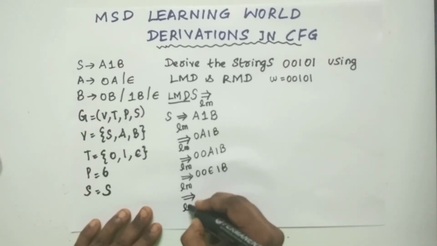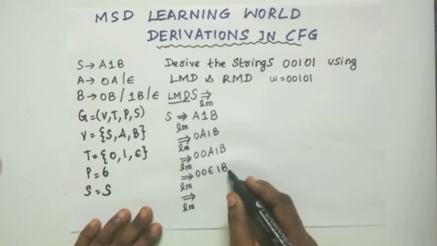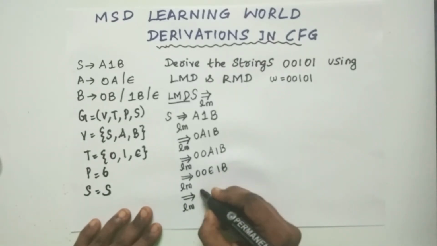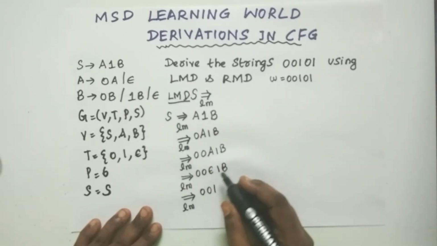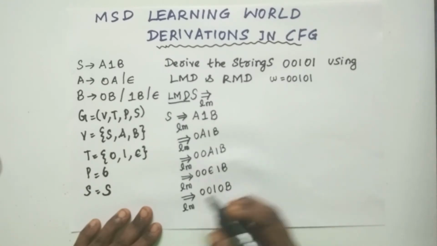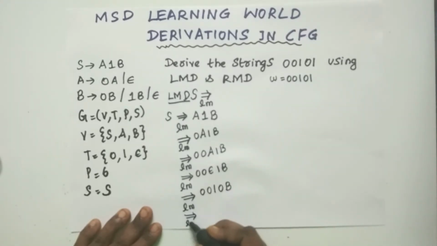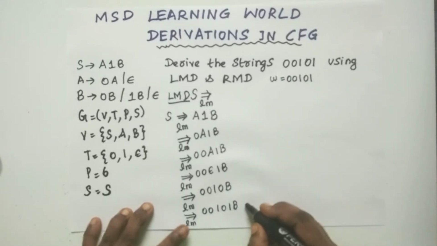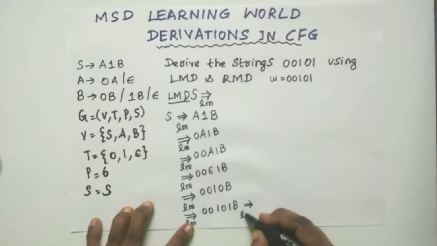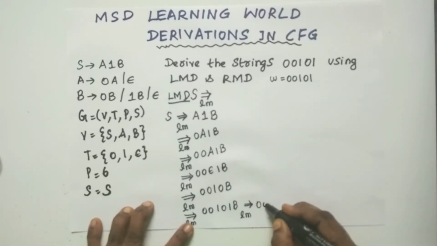So next you are going to derive a value for this B. For this B you need to have 0, 1. So for this B I am going to first derive 0B. Again this B is going to be the first non-terminal. So 0, 0, 1, 0, again 1B. Now for this capital B, I am going to derive epsilon: 0, 0, 1, 0, 1.